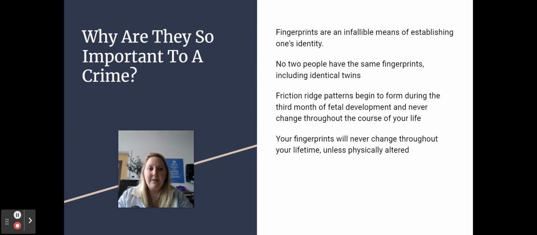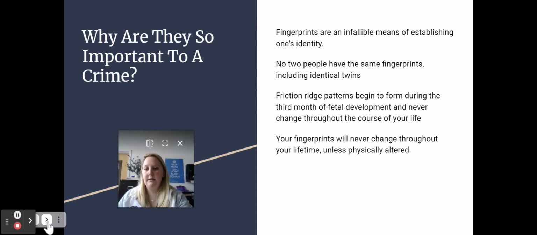infallible means of establishing one's identity. No two people in the entire world have the same 10 prints of fingerprints. The friction ridge patterns begin to form during the third month of fetal development and never change throughout the lifetime unless they are physically altered by the individual. Ways that fingerprints can be altered are burns, cuts, scars, or even chemical removal.